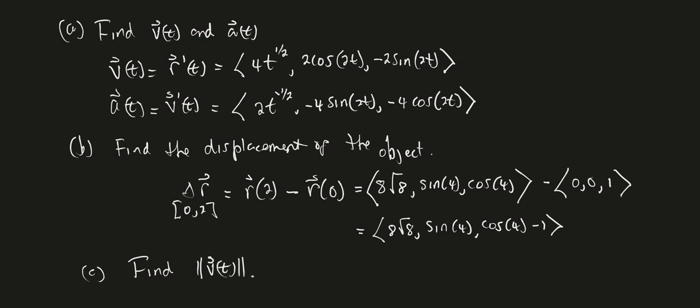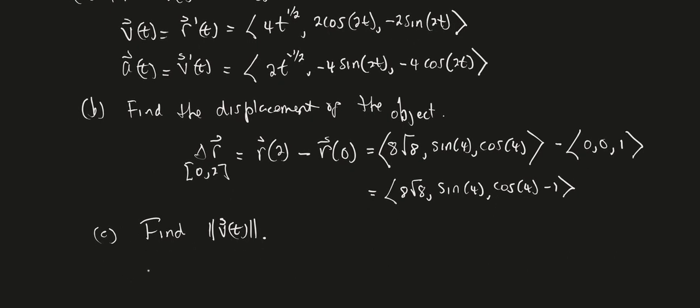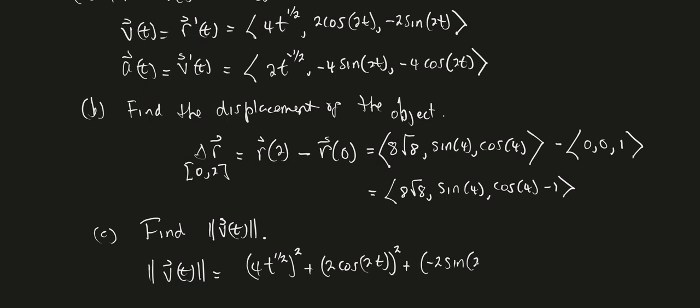The magnitude of the velocity function. Well, here is the velocity function, so we have to compute its magnitude. So let's see how that works. So we're going to square the components, so let me write it down. It's going to be 4t to the 1/2 squared plus 2 cosine of 2t squared plus negative 2 sine of 2t squared, and then we're going to take the square root of that.